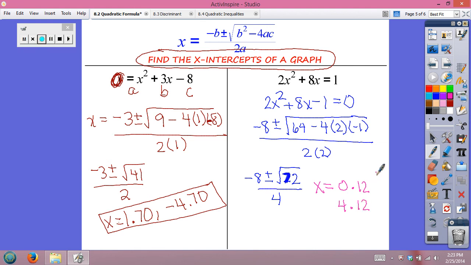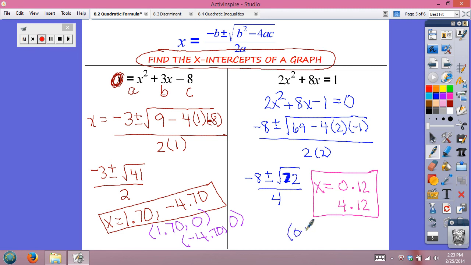If you remember, we're looking for the x-intercepts in these questions. So if you'd like to write it, the intercept is (1.70, 0) and (-4.70, 0), because remember our y value is 0 when we're finding x-intercepts. And secondly, (0.12, 0) and (4.12, 0). And that would be a sufficient answer.